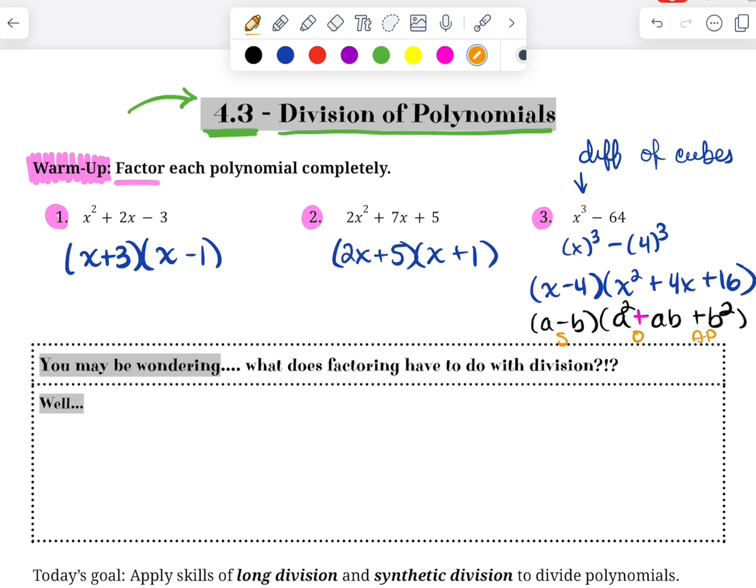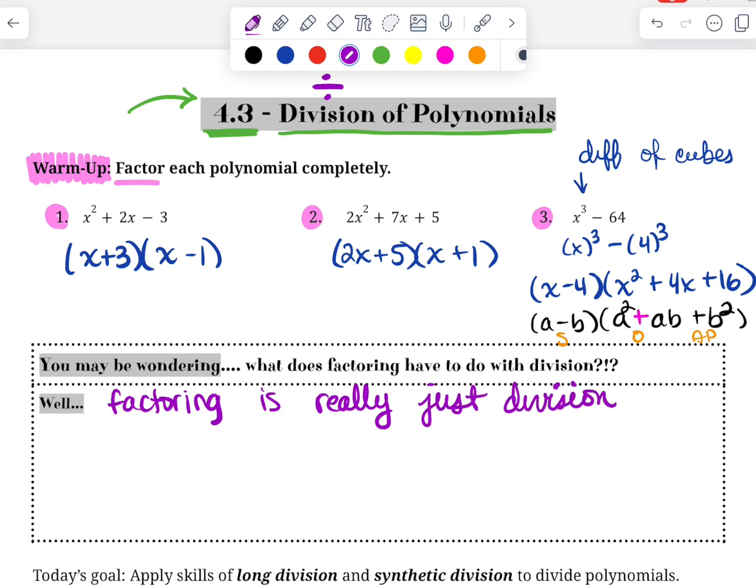Okay, so now you may be wondering, why am I starting off with factoring when I told you that today we're talking about division of polynomials, right? We're talking about the divide symbol. Well, you might not believe this, but factoring is really just division. Whoa, mind blown, isn't that crazy?